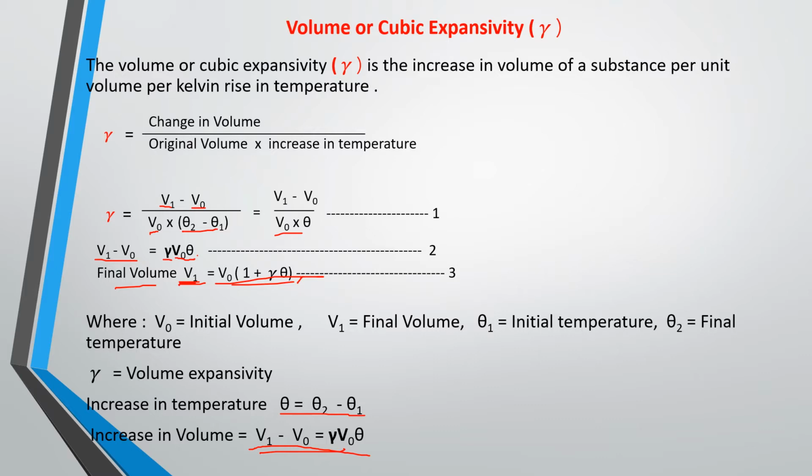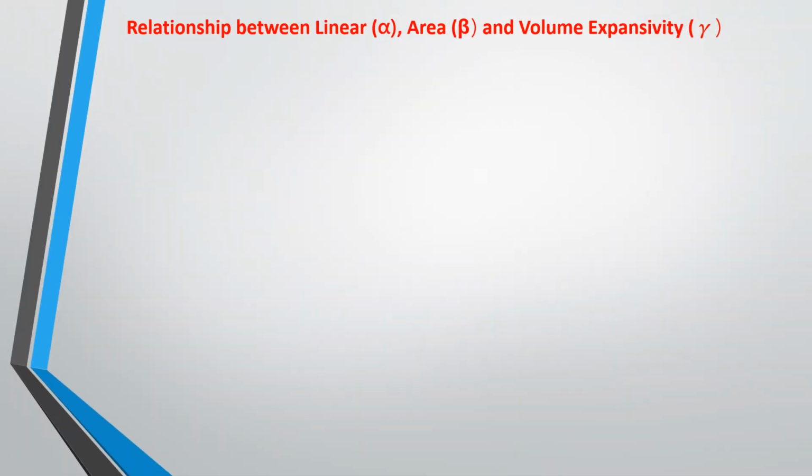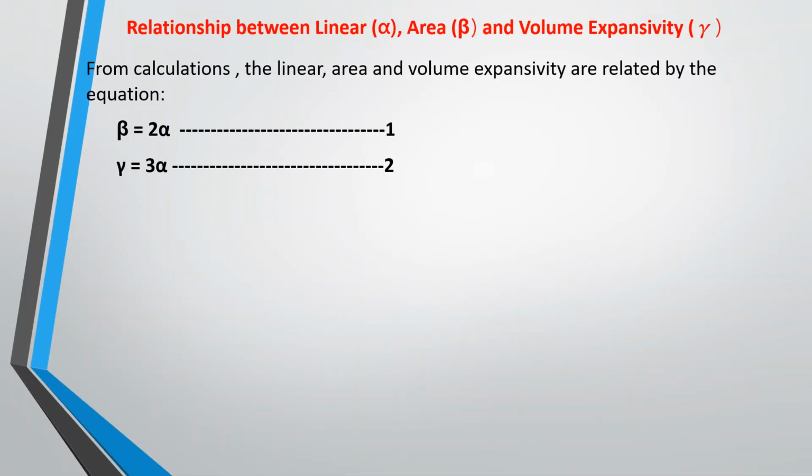Okay, so this has already been solved, and from calculations, the linear expansivity, area expansivity, and volume expansivity are related by these simple equations. Which means that area expansivity is twice linear expansivity, and cubic expansivity is thrice, or 3 times, the linear expansivity. So please take note of all these equations because you are going to use them to solve some problems. I hope that is clear.